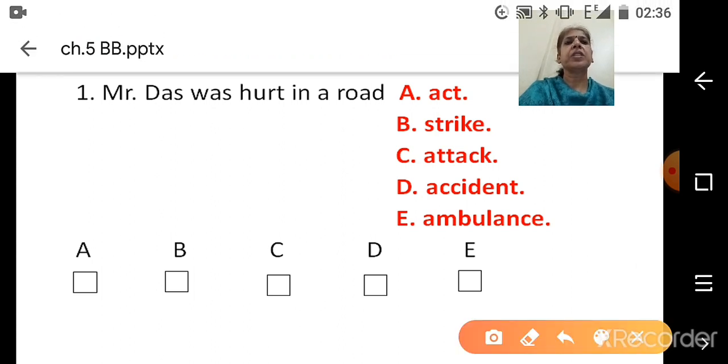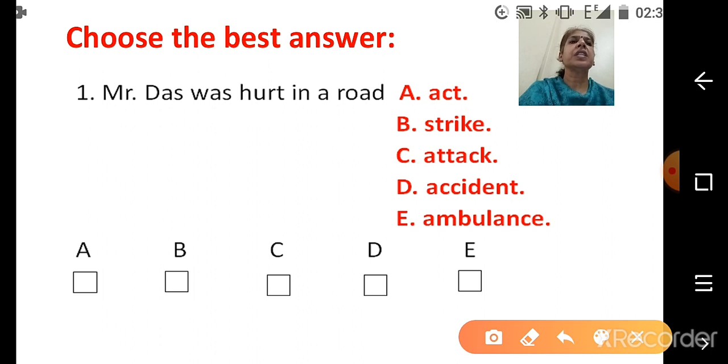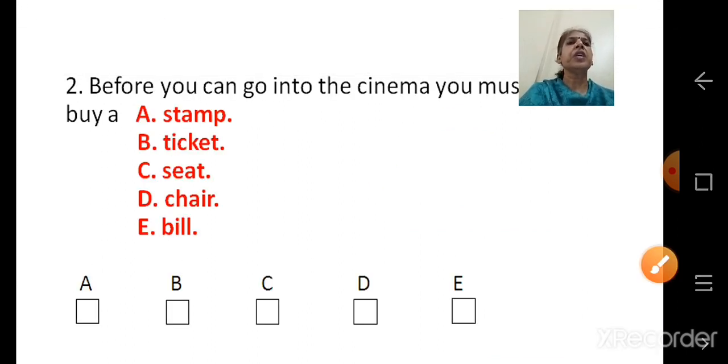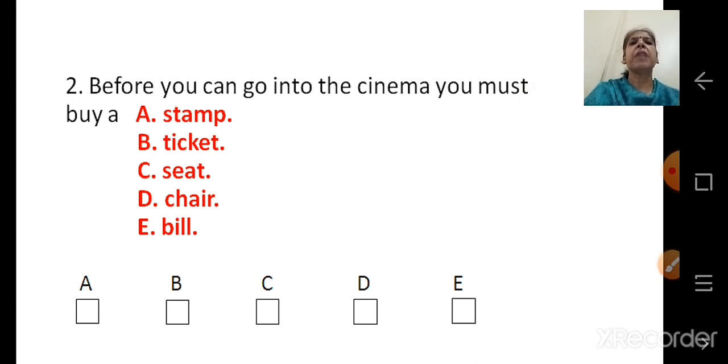So which is the correct option? Mr. Das was hurt in a road. Yes children, it is road act, in a road strike, in a road attack, in a road accident. So the correct answer is accident. Mr. Das was hurt in a road accident. Which option it is? D. So you have to take the correct option D.